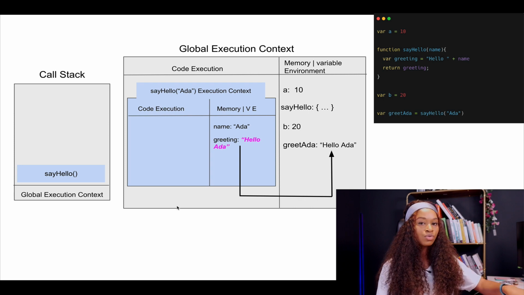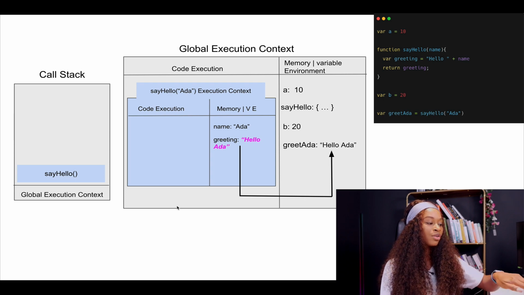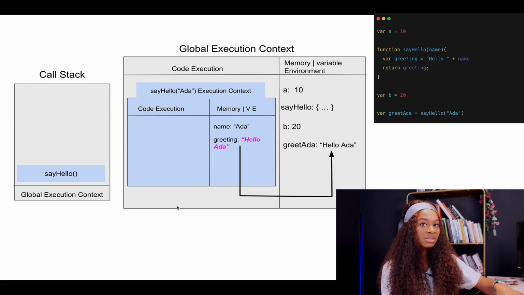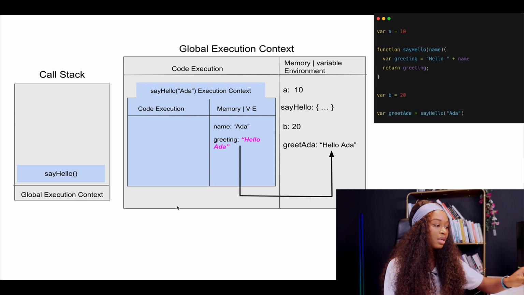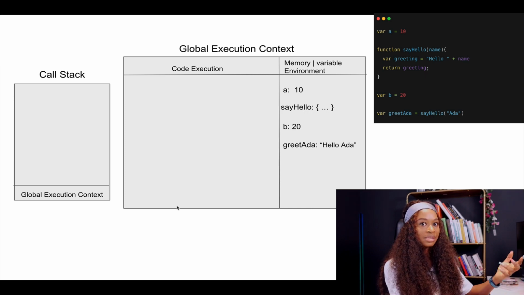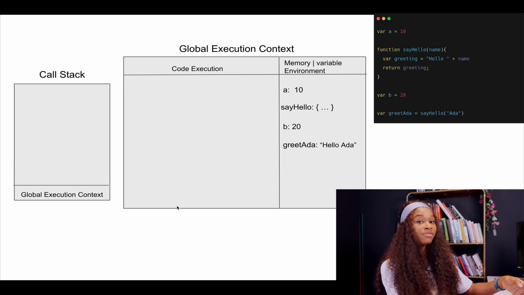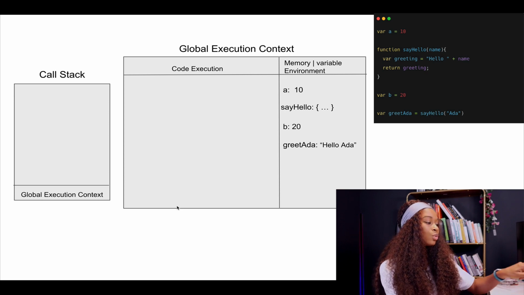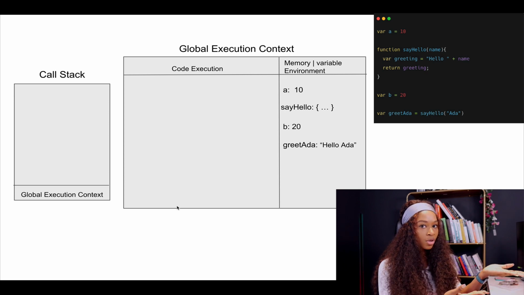So greet adder is no longer undefined. The value returned from this function replaces the undefined value. So greet adder now holds the value returned from invoking the say hello function. And then the say hello execution context gets removed, because its value has been returned, it's done, so it gets popped off the call stack. As we can see from here, we're now back to the global execution context, because that's what's at the top of the call stack.